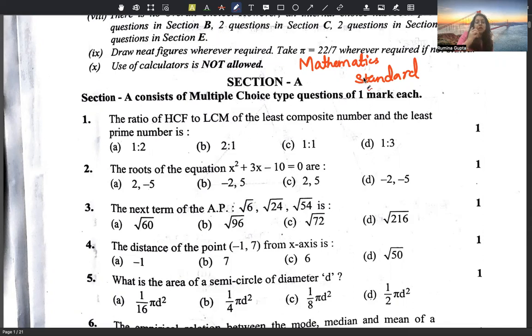So first of all, the paper was quite simple. What I analyze is that almost everyone would be able to score 70 marks out of 80. It was that simple. And if I talk about one markers, they were quite easy. In today's session, I'm just going to discuss the one markers only.